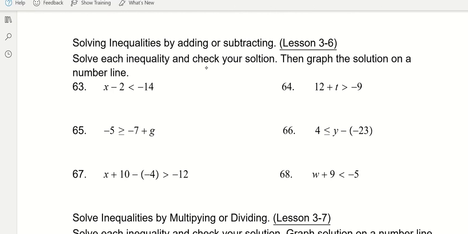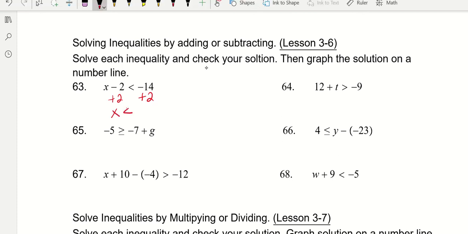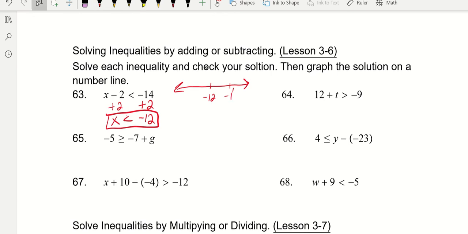So we're going to add 2 to both sides here, plus 2 plus 2. We are left with x is less than negative 14 plus 2, which is negative 12. We only flip the sign when we multiply or divide by a negative. We didn't multiply or divide by a negative here. So on our number line, we'll just do this briefly. Negative 12. This is going to be negative 11.